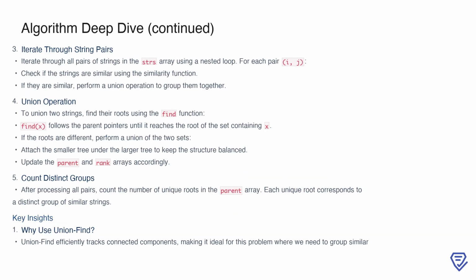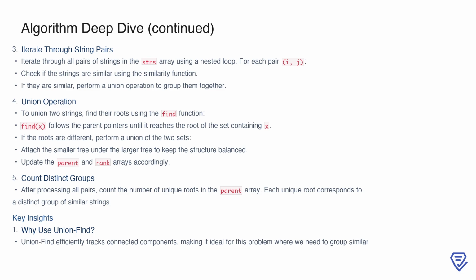Now that the union find structure is initialized, we proceed to iterate through all pairs of strings in the input list using a nested loop. For each pair, we check if the two strings are similar using the similarity function. If they are, we perform a union operation to group them together.